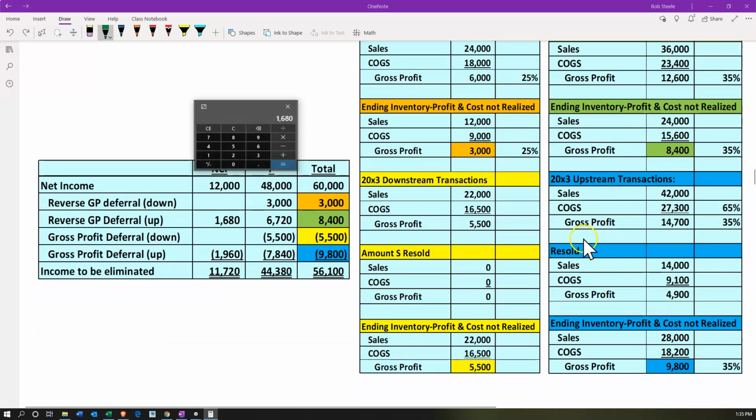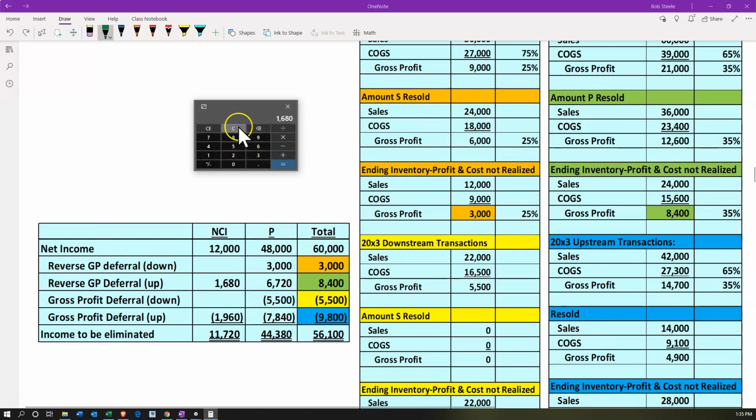Then we've got the gross profit deferral up. That's going to be over here, gross profit deferral up for the current year. Again, we're looking at the last item that we did, so that's going to be the 9,800. We're going to put it in here as a negative, and then we will be breaking that out between the 80/20 split, 9,800 times 0.8 being that 7,840 and the 9,800 times 0.2 being the 1960. So that's going to be the standard process.